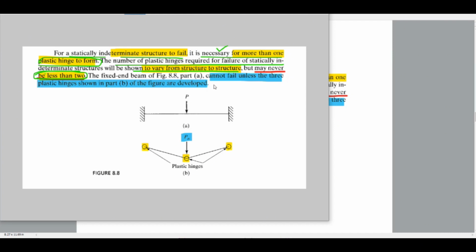The fixed beam cannot fail unless three plastic hinges, as shown in part B of the figure, are developed. So here one hinge has to develop, here one hinge has to develop, then here one hinge has to develop. So totally three plastic hinges have to develop for this fixed beam to fail.